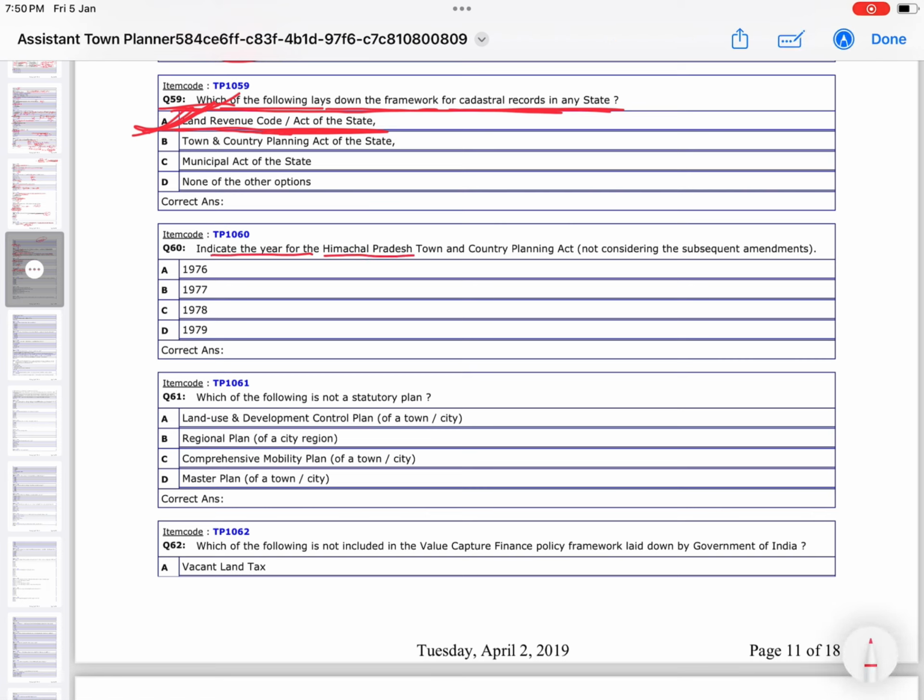Indicate the year for the Himachal Pradesh Town and Country Planning Act. Okay, so which is the year when this act was formulated? It was formulated in 1977. So B is the correct answer.